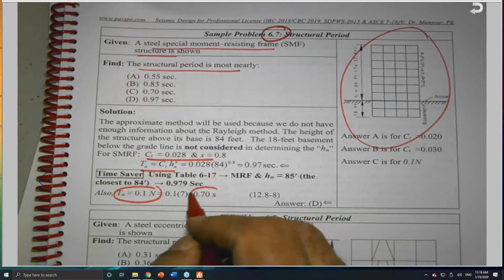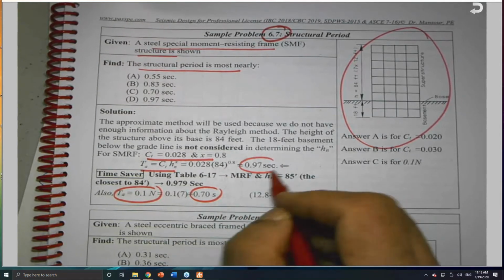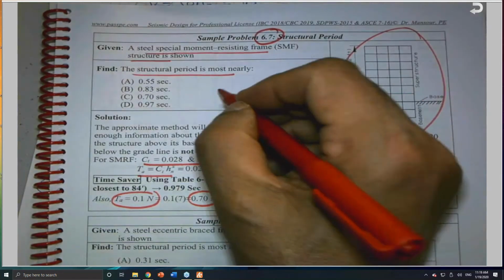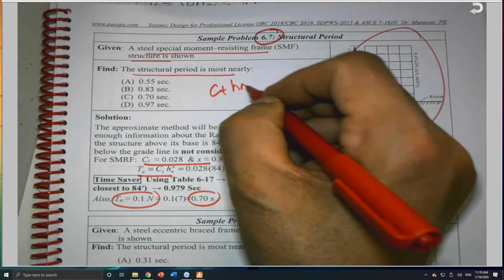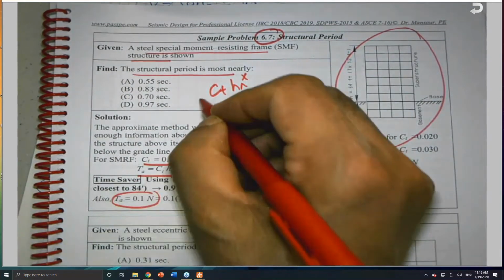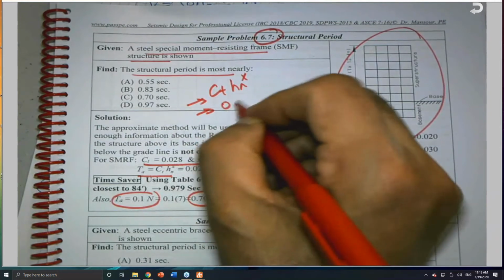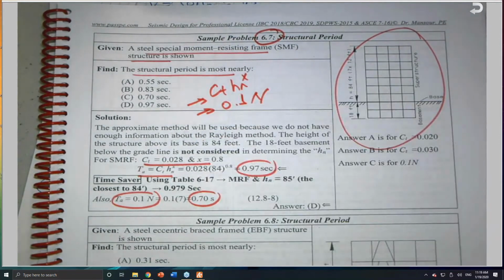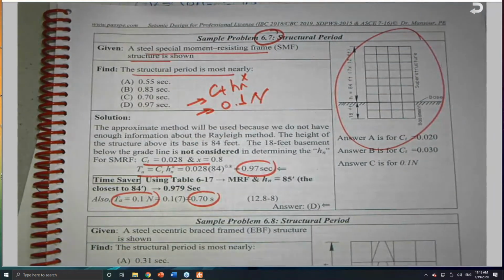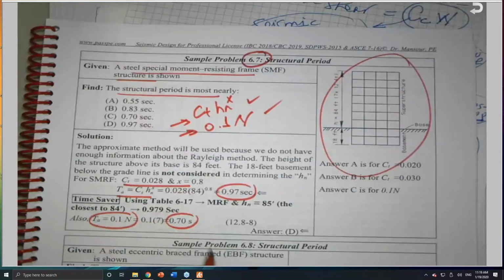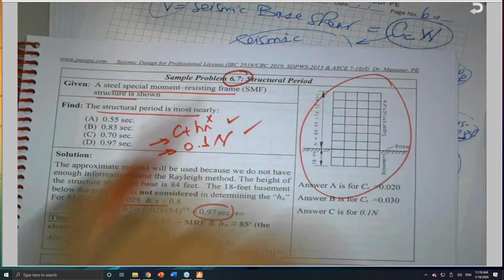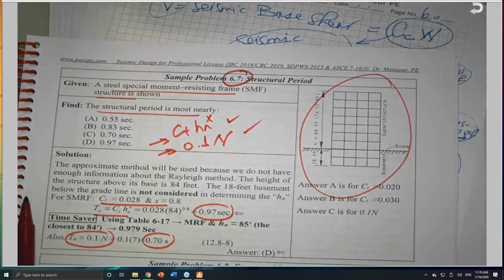And I have two values. One is based on C sub T H sub N to power X, and the other value is 0.1 N, which is alternatively. I got two values. Do I satisfy both, or can this structure meet the two methods can be used.